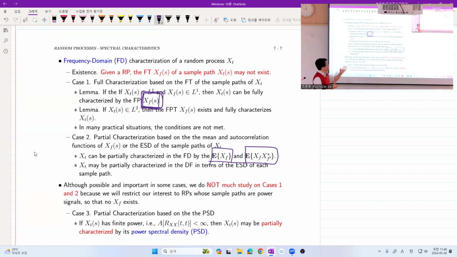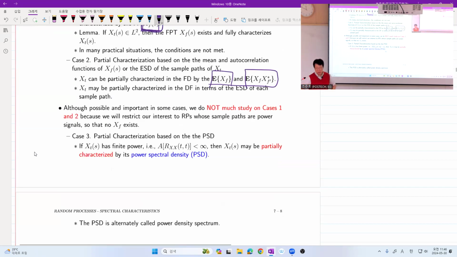So that's why this approach is not taught. However, remember, this may be allowed in your specific application. In that case, just use it. Anyway, our focus is a partial characterization in the frequency domain by using the power spectrum. And let's see, what is that?